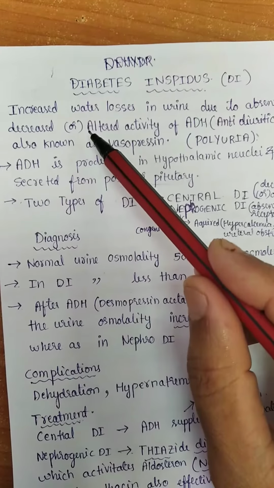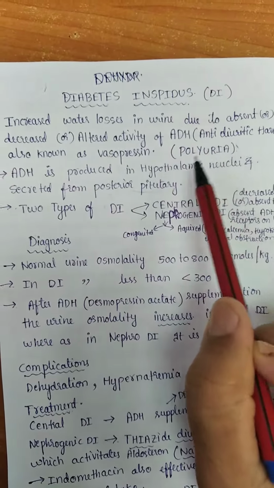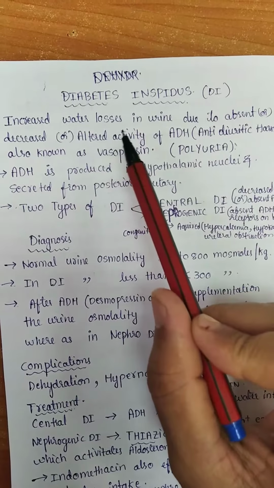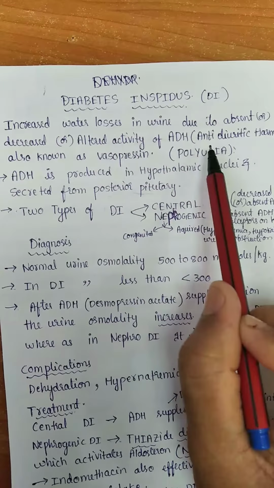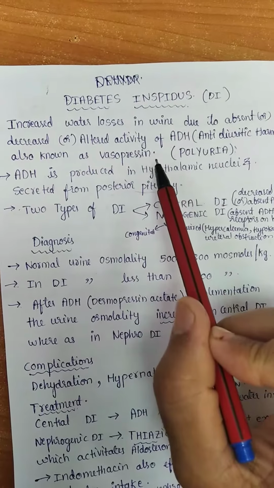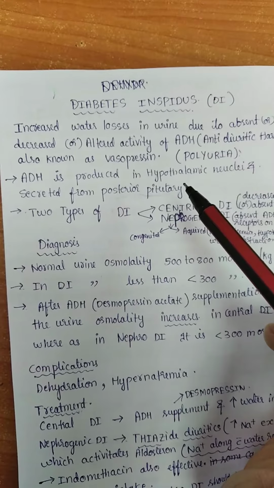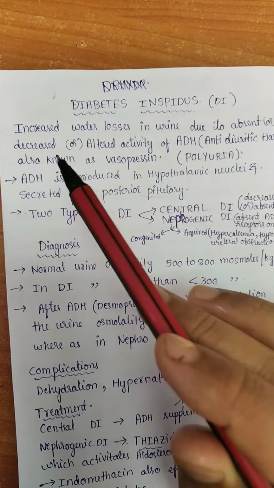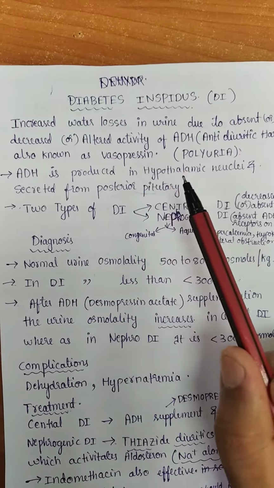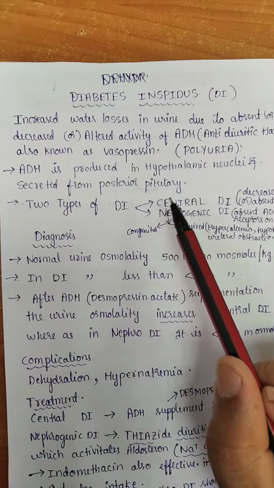Diabetes insipidus is a condition in which there is increased water loss in the urine, that is polyuria, due to absent or decreased or altered activity of antidiuretic hormone, which is also known as arginine vasopressin. So there will be increased losses of water in the urine, polyuria, due to absent or decreased or altered activity of ADH. ADH is a hormone produced in hypothalamic nuclei and secreted from the posterior pituitary.